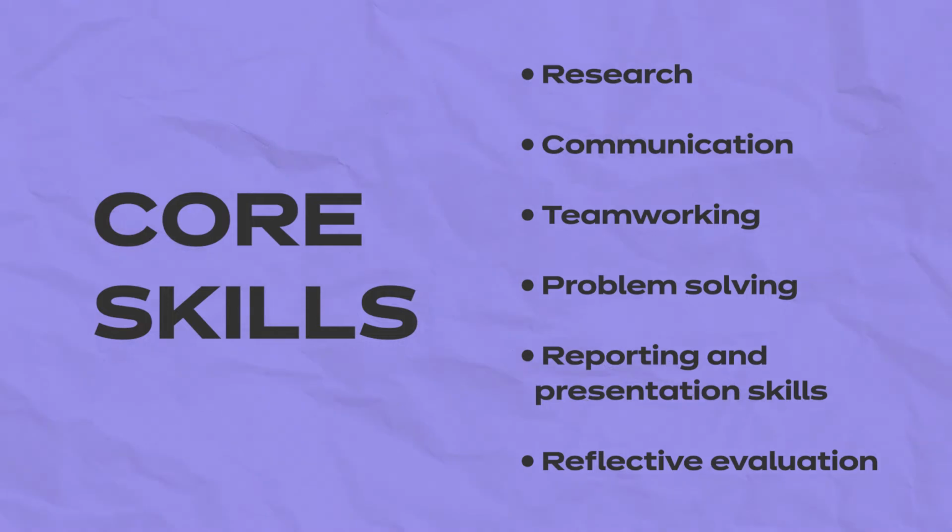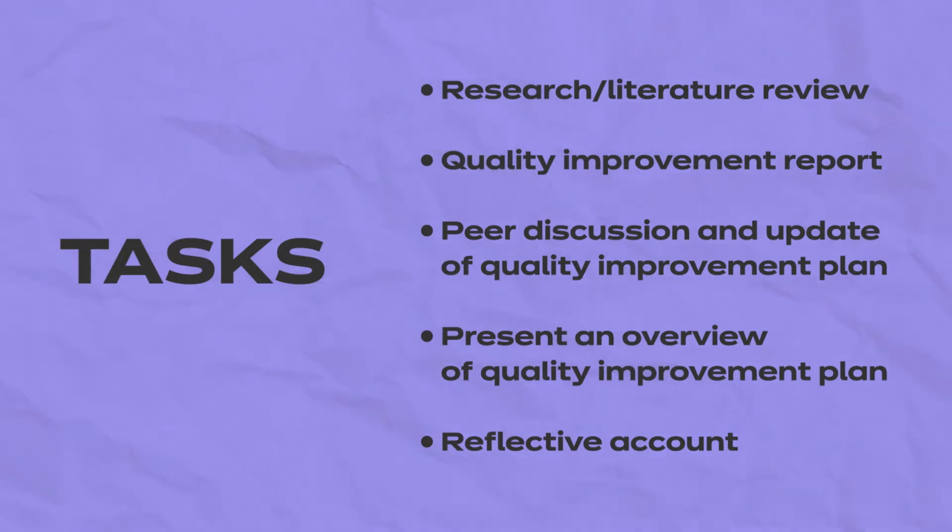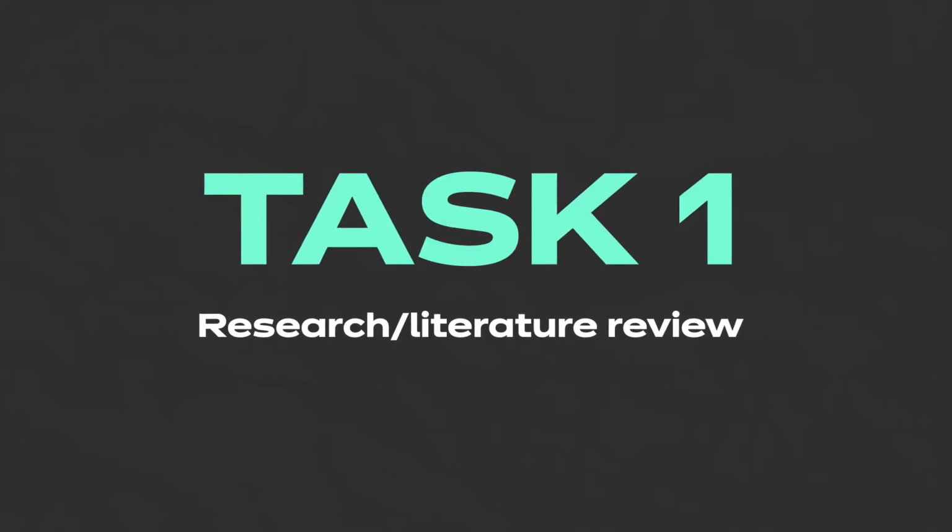The Employer Set project requires that students apply and contextualise core knowledge through the demonstration of the following core skills: research, communication, team working, problem solving, reporting and presentation skills, and reflective evaluation. These are demonstrated through the completion of a number of tasks: a research and literature review, a quality improvement report, peer discussion and update of a quality improvement plan, presentation of an overview of your quality improvement plan, and reflective account. So for task 1, the research literature review.